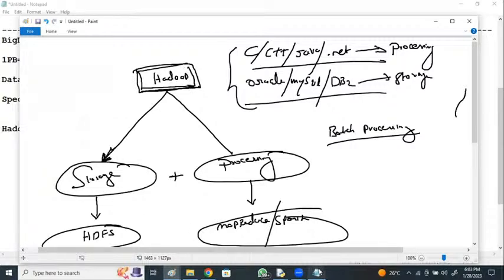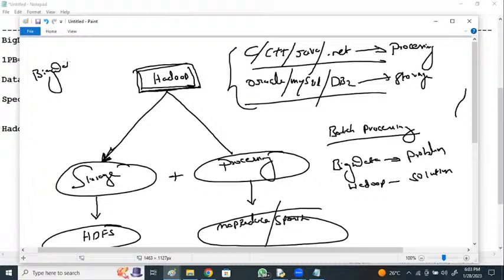Now, understood? What is big data and Hadoop? If I take big data as a problem, huge data generation, then I can say Hadoop is the solution for it. Or if you take big data as a concept, Hadoop is the solution for it.